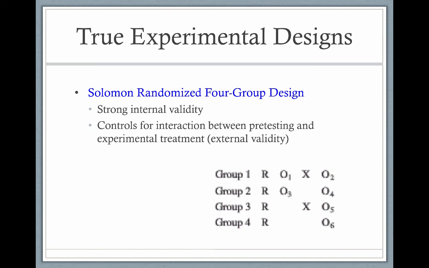The first group, observation, treatment, observation. The second group, a pre-test and a post-test. Third group, treatment, post-test. Fourth group, just a test at the end. So basically, like, every variable is controlled for.